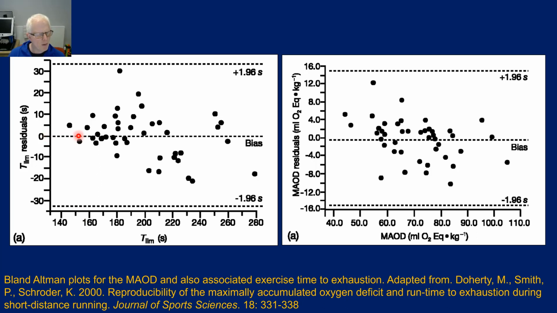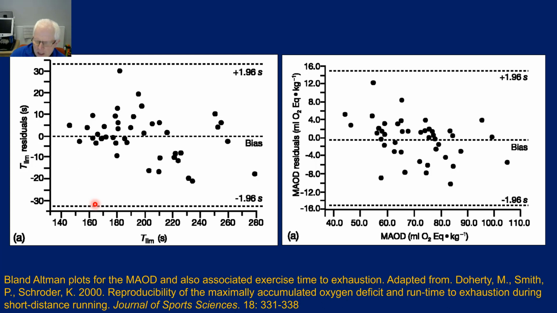The middle line is the bias. It's not always at 0, but that's the bias. So that's the mean of the differences. So over the whole group, what's the mean of the differences? And then you've got the confidence intervals, which is the 95% confidence intervals, which are basically the standard deviation of differences multiplied by 1.96.